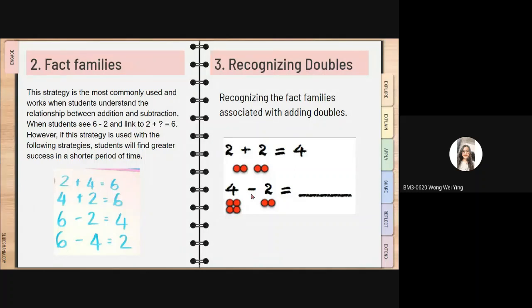While in the second equation of this fact family, that is subtraction, it is also the same, but here we should remove the doubles. So 4 minus 2 means that 4 doubles remove 2 doubles, it will leave 2 doubles. So in mathematics it is 4 minus 2 equals 2.